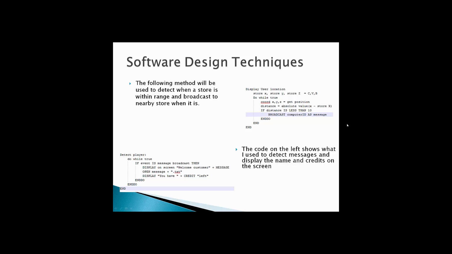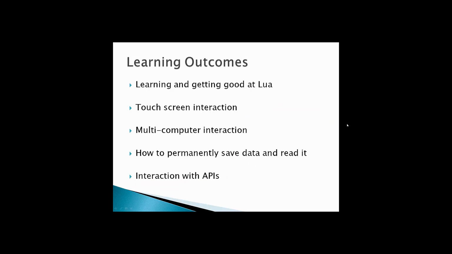The code on the bottom left shows how the store computers will react once they receive the data from the store ID. The get-click method will constantly check if your clicks are within the boundaries. What I learned was getting used to Lua, touchscreen interactions for the store screens, multi-computer interaction to work as a whole, and saving data and reading it from a file, an outside source, and interaction with the APIs.